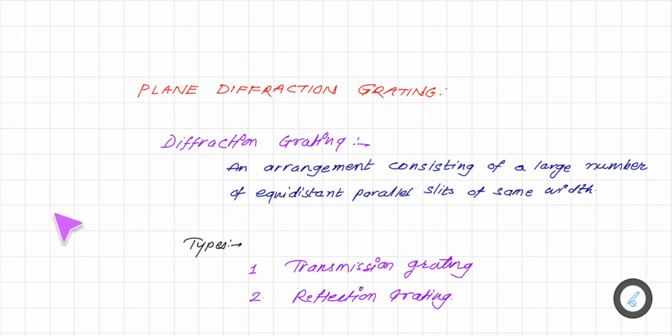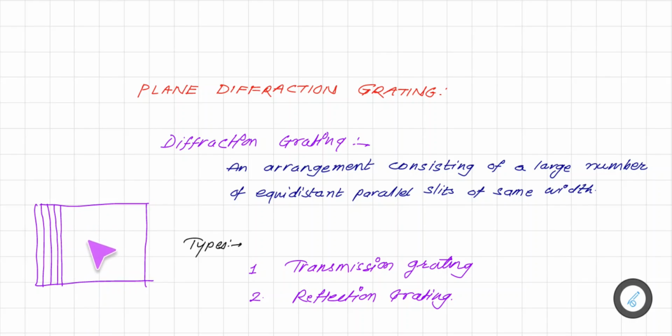That means if we consider this is a glass plate, and on that glass plate large numbers of equidistant parallel slits or grooves are made, and those grooves create a transparent portion and opaque portion alternately, and this kind of arrangement is called the grating.